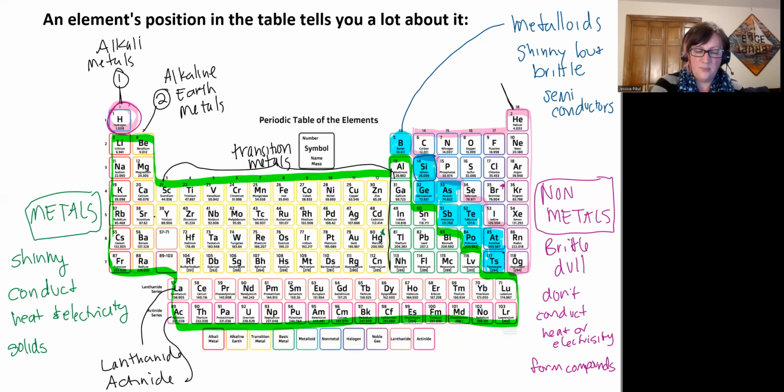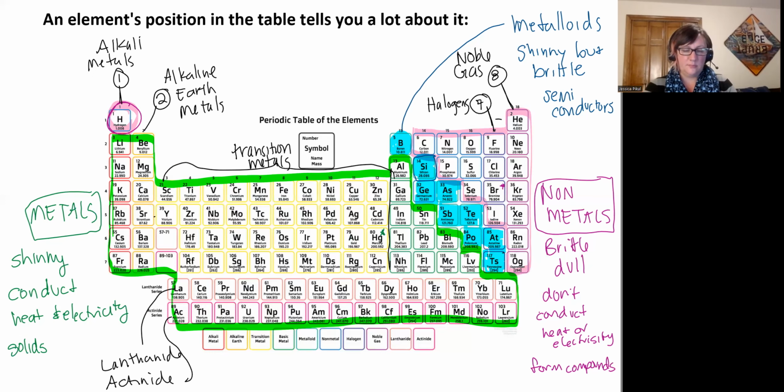The last column, which is group 8, is called the noble gases. They all are gases at room temperature, and they are really, really inert. They're not very reactive at all. And then here we have group 7, we call the halogens. And so those names and those columns also kind of come with some unique properties about them, which we'll talk about next.